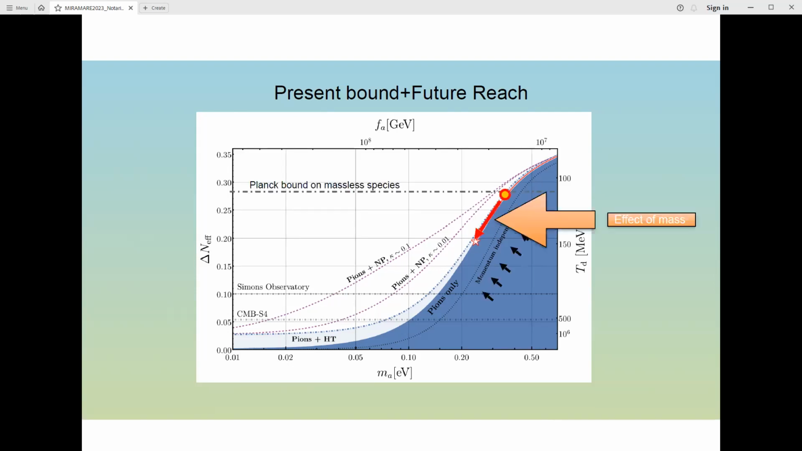By the way, let me stress also that it's non-negligible that there is a finite mass. It's not just pure radiation, because by ignoring the mass, the bound would be here. Indeed, with the mass, it goes down by quite a lot.